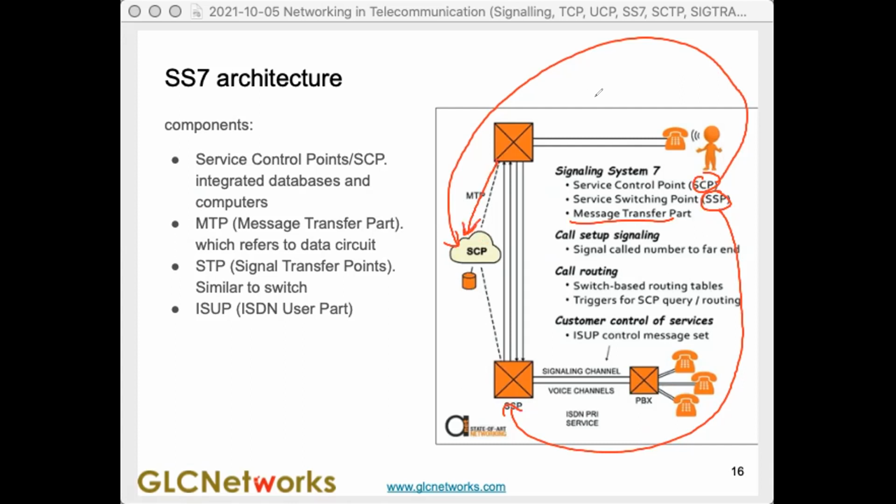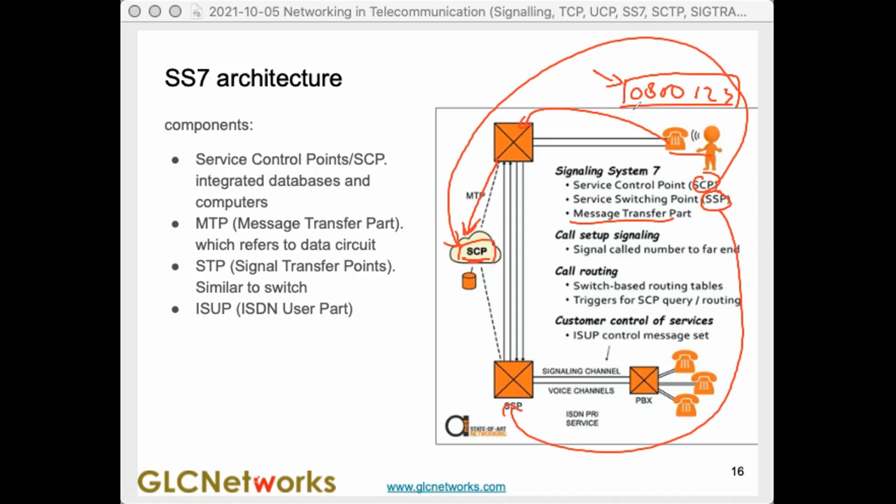So for example, you want to call 0800 123. You call that number and it is received by the central office, and then the central office will ask the SCP, I want to call. There is a customer calling this number. To where should I forward? It means: tell me the destination I need to use for this call. The SCP says, okay, wait a moment, I will check my database.